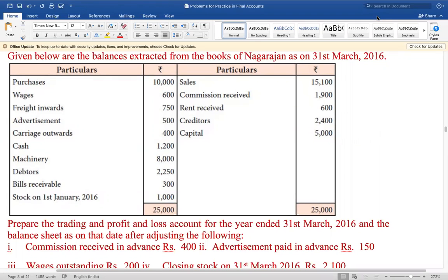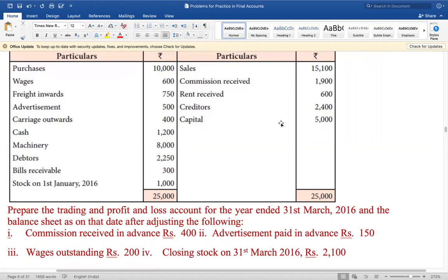Okay, next. Sales. Income. Commission received. Income. Okay. Where do you take sales? Sales in the trading account, credit side. Received in profit and loss account. Rent received. Income. Profit and loss account. Creditors. Liability. Yes. Capital. Liability. Correct. And what else you had to take on the profit and loss account?